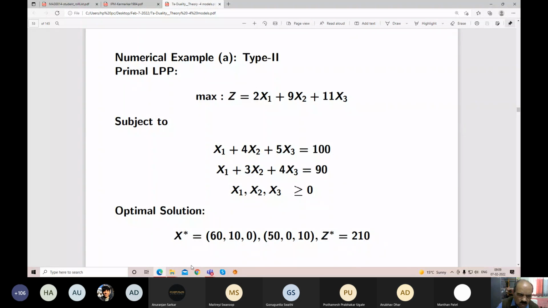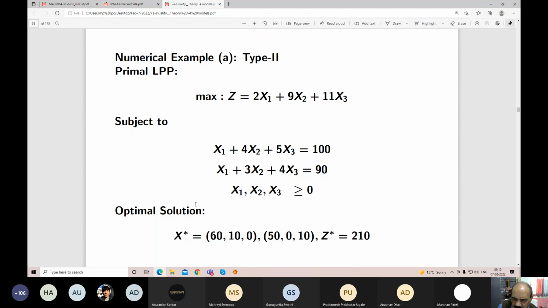So with respect to the first and second, what is happening? The objective function value at 60, 10 is 120 plus 90, how much is it? 210. With respect to the second, 50, 0, 10, tell me. So 1 into 50 is 100 and it is 110, total 210.